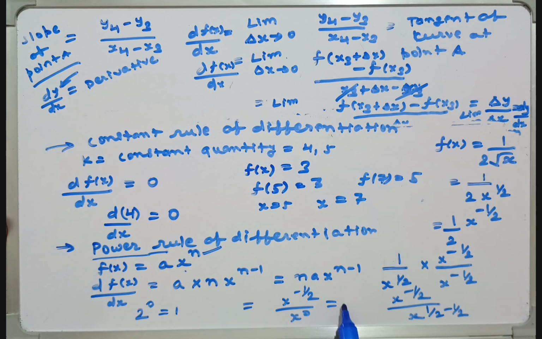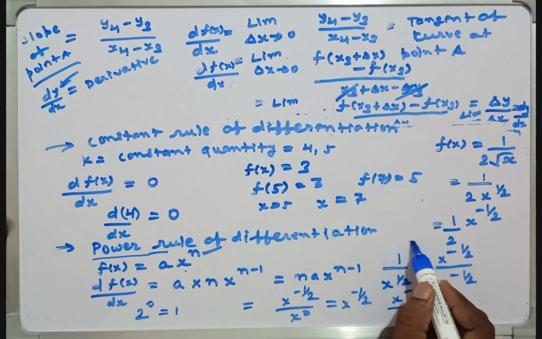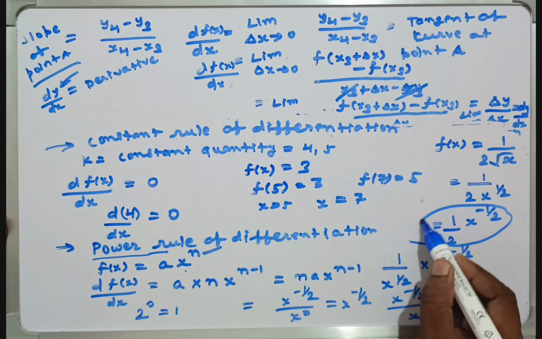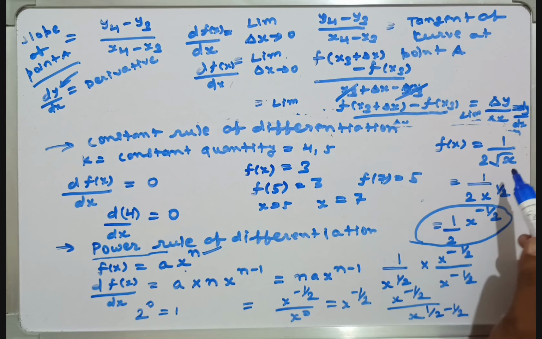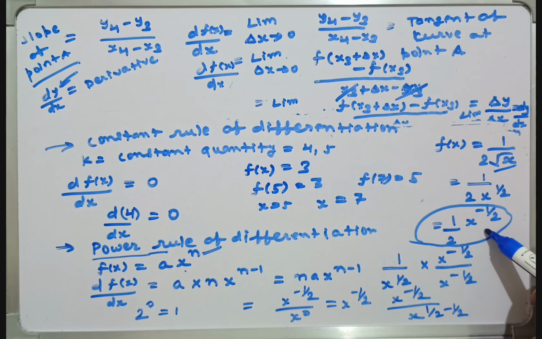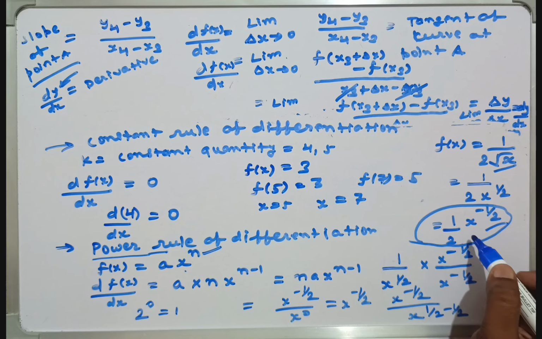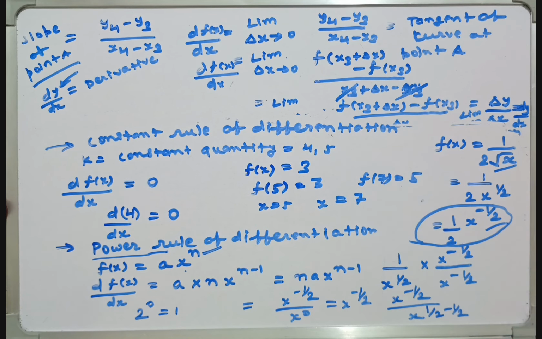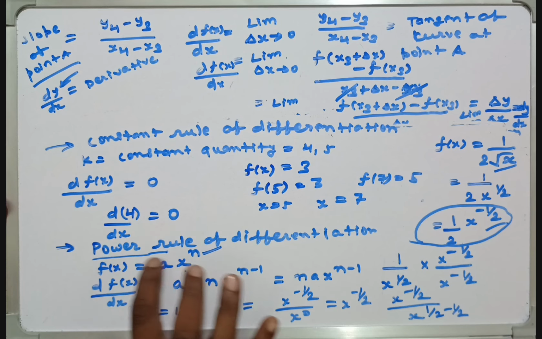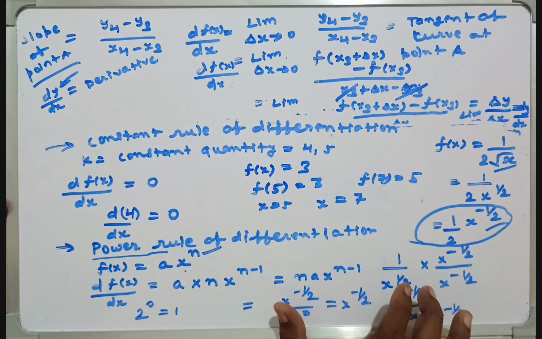So finally this is equal to x to the power of minus 1 by 2. This is the reason I have written this function like this. You can see here, now the power of x is what, guys? Minus 1 by 2. Okay, so you can easily find out the differentiation of this function.